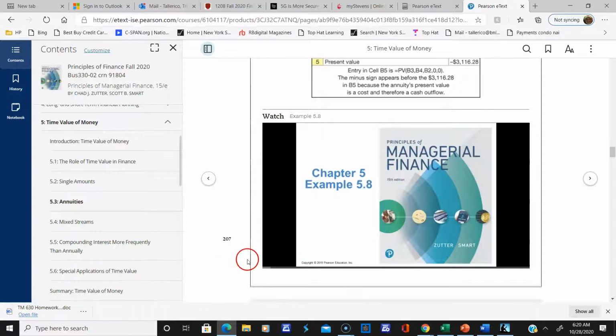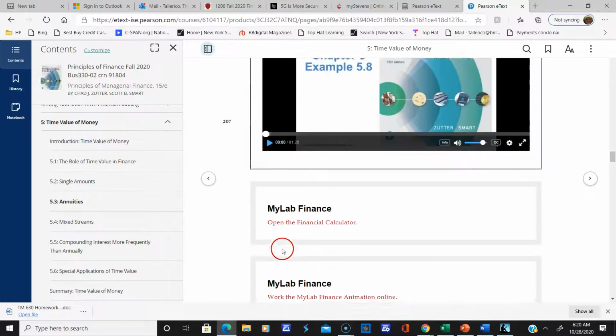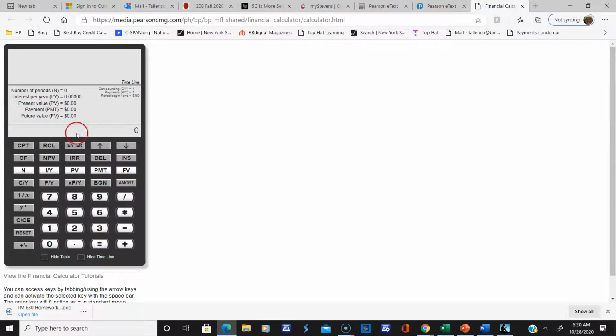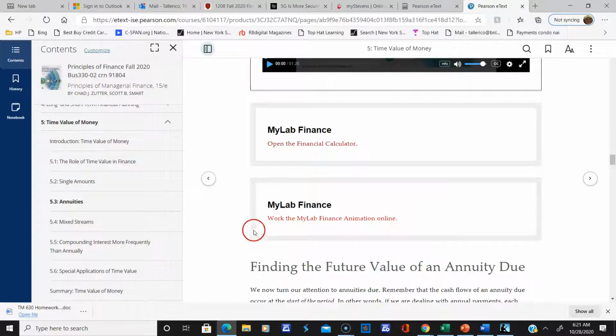All right, so I just wanted you to see that video, and they're worth watching, those videos, okay? And I believe they have a financial calculator built into here. So here it is. So you can see it's interactive. You can set up and do all the examples we just talked about, okay? So it's good to know about this calculator here. And there's an online animation for this, okay? You may want to play with that. You should take advantage of these things.